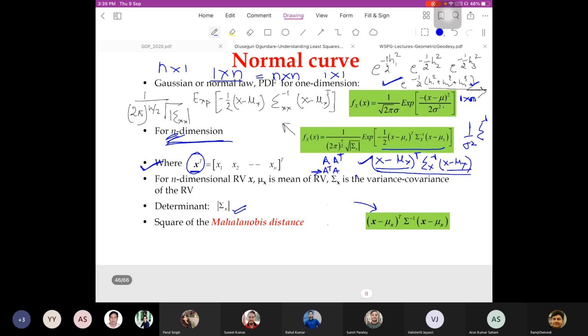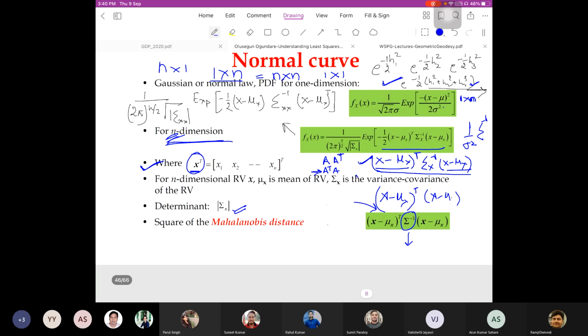Please follow, from your basics, that it is the square of Mahalanobis distance, which is a very popular indicator, and in fact it is an Indian who has written this. So the Mahalanobis distance, if you remove this sigma inverse from here, it would become Euclidean distance, x minus mu x transpose x minus mu x. With the sigma inverse, that would become the Mahalanobis distance. Okay, I hope you are following it.